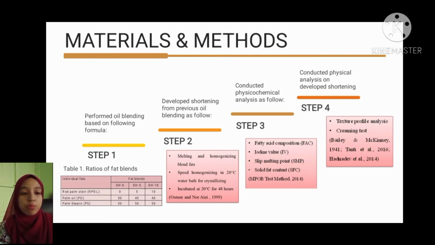Then the experiment proceeded with physicochemical analysis, including fatty acid composition, iodine value, slip melting point, and also solid fat content. Then the experiment proceeded with physical analysis of the developed shortening, involving texture profile analysis and also creaming tests.